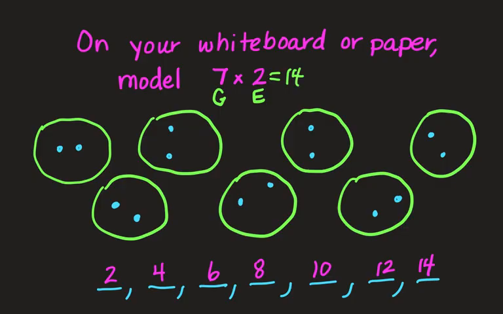Another good way to remember this is that if you're multiplying by 2, you just double the other number. So 7 plus 7 equals 14.